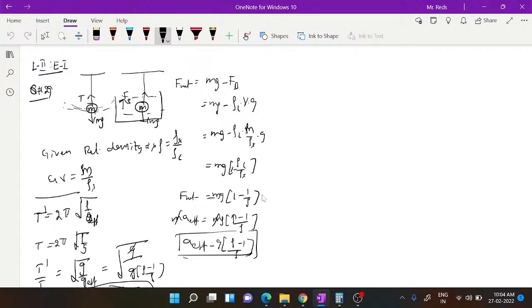Level 2 exercise 1, question number 29. Let me read the question once. The metallic bob of a simple pendulum has the relative density ρ. The time period of this pendulum is T. If the metallic bob is immersed in water, then the new time period is.